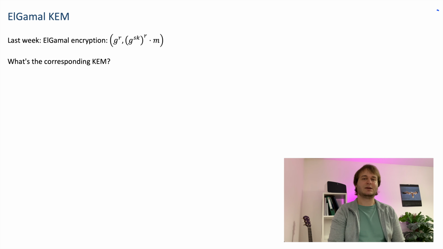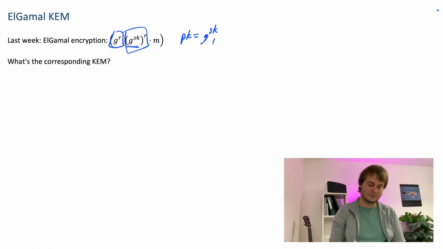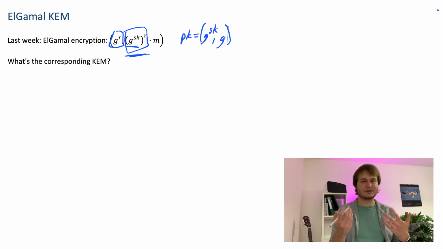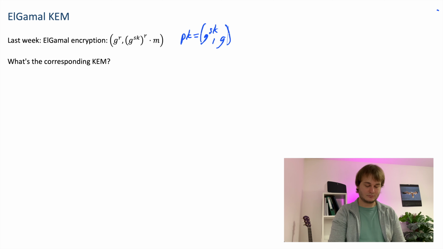Also last week we've seen the Elgamal encryption scheme. There the secret key was a random exponent, and the public key was g to the secret key. And then if I wanted to encrypt something, I took the public key, I chose a random r, raised the whole public key to the power of r, also raised g to the r, and then used g to the sk times r to blind m with, where m was a group element. So what's the corresponding KEM for this Elgamal encryption scheme? So what's the Elgamal KEM?